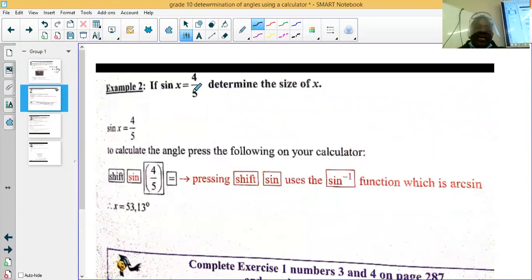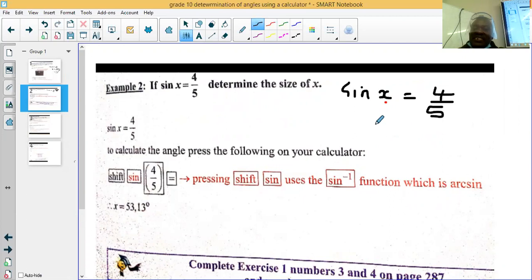Now, let us look at another example. If sine x is equal to 4/5, determine the size of angle x. We have sine x is equal to 4/5. Our intention is finding the value of x. We want to make x the subject of the formula. How can we best do that?